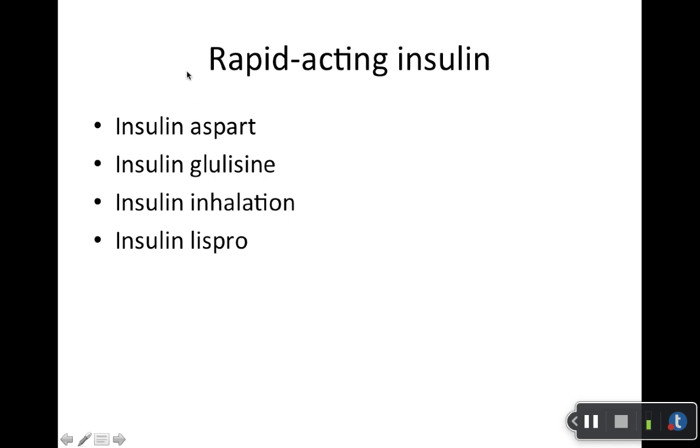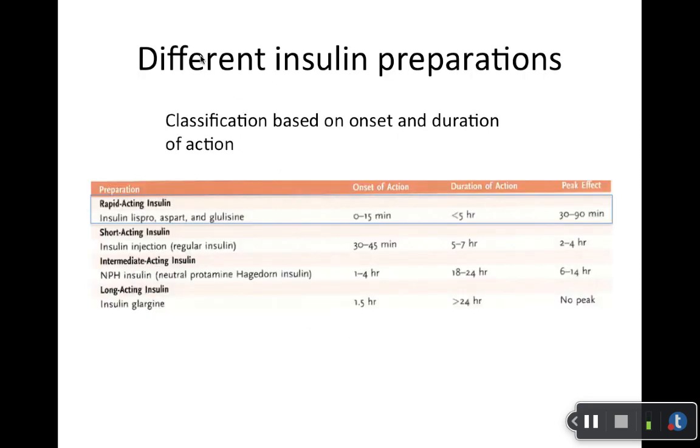Rapid acting insulin. So again, please make sure you know which ones are categorized as rapid acting. One thing I didn't note earlier, and I believe I have a table here, is that the naming or the categorization is based on the onset of action, duration of action, and the peak effect. You'll notice the rapid acting, for example, has a quicker onset of action, so it's 0 to 15 minutes, so it works right away, versus shorter acting is slower onset of action, intermediate is a little bit longer, and then the long acting is going to be the longest there.